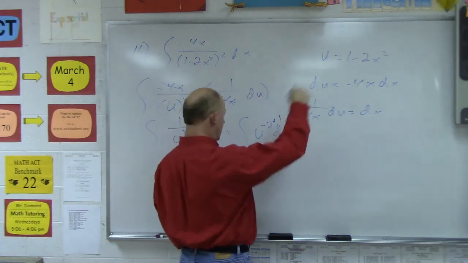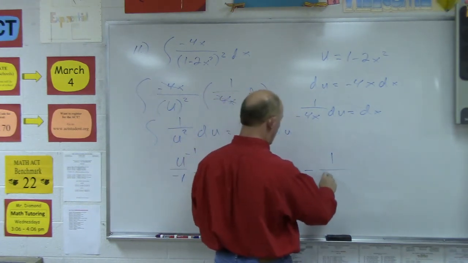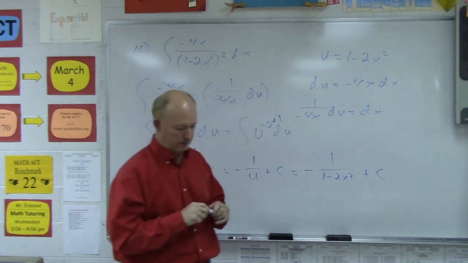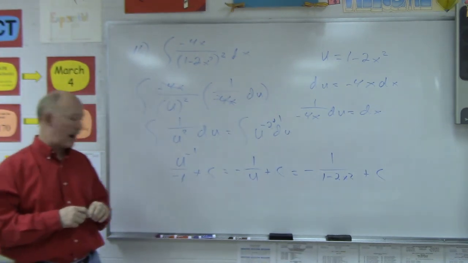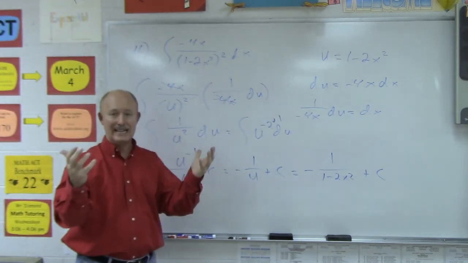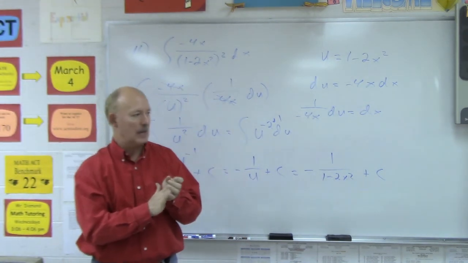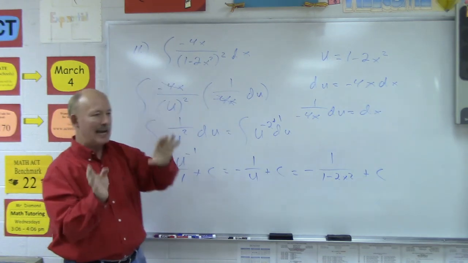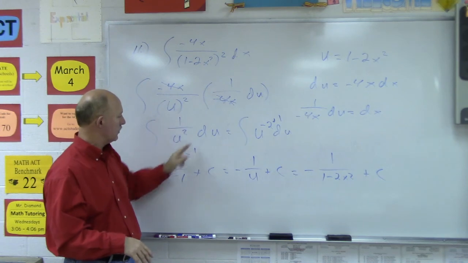Now substituting back in for u, this becomes negative 1 over 1 minus 2x squared plus our constant of integration. And that's going to be our final problem. So hopefully we did 11 examples. Hopefully these examples will give you a good idea how to take what looks to be a very complicated, difficult problem, change the variable, and rewrite it so that it's actually a very, very simple problem.